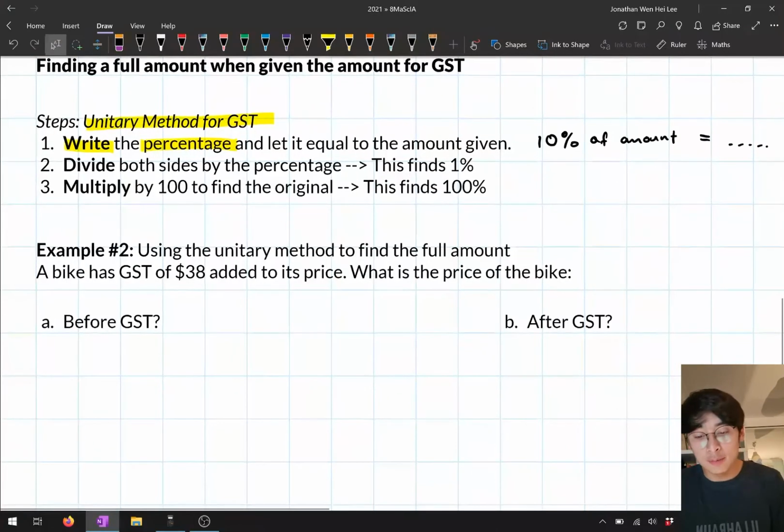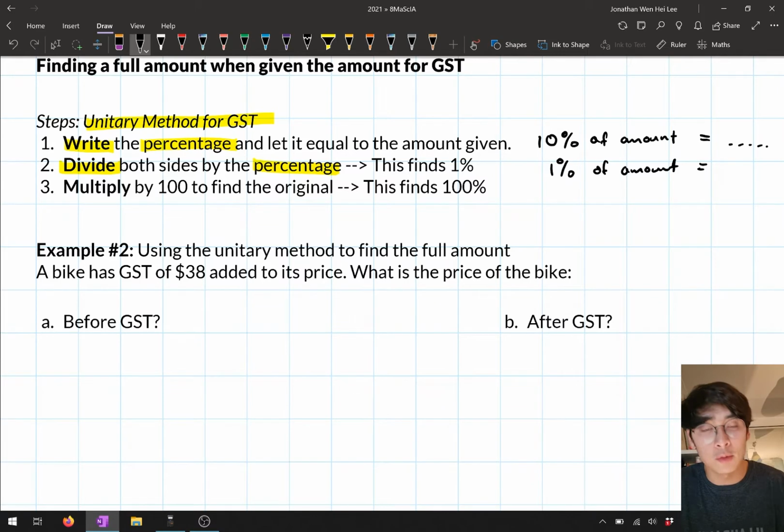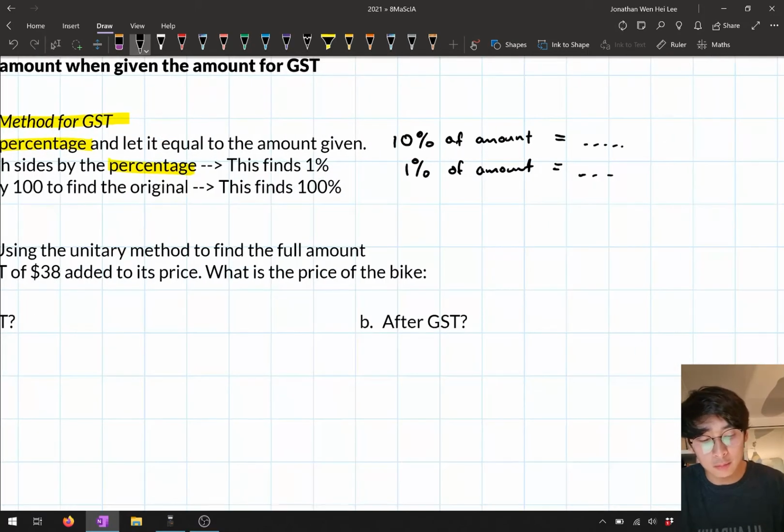Then the second part is we divide both sides of our equation by the percentage. So in this case, we're dividing both sides by 10. The reason why we're doing that is because if we divide 10 by 10, we just get left with, on the left-hand side, 1% of amount, which is going to be helping us in a moment. So 1% of the amount is equal to something.